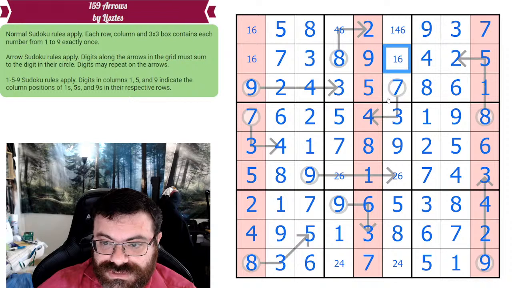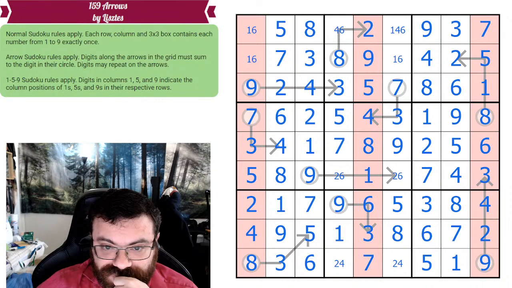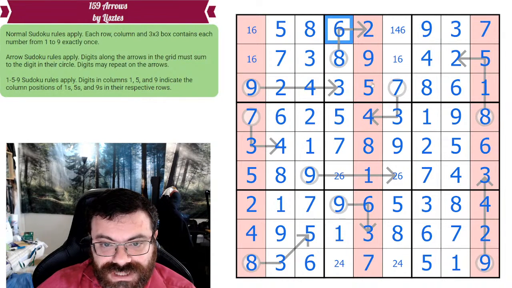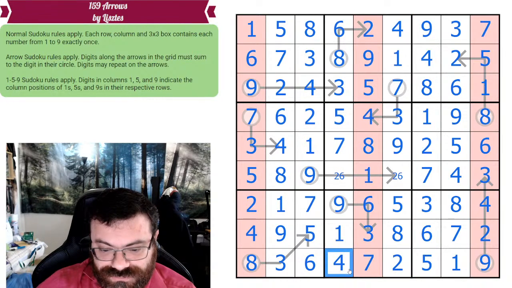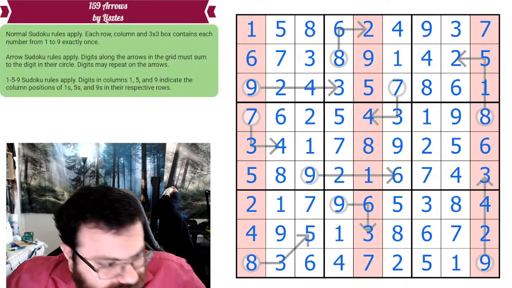Oops. It's not a 4. What now? Oh, this arrow. That's a 6. 1, 6, 1, 4, 2, 4, 6, 2, and we're done. Sweet.